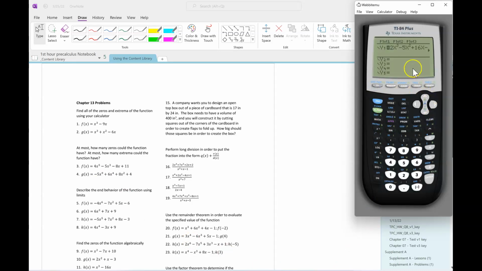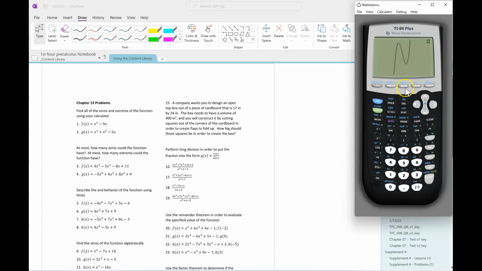All right, so I just go to the y equals menu, and I'm going to type in whatever I got here. So x cubed plus x squared minus 6x. And if I haven't graphed anything in a while, maybe you do zoom standard so it resets your window back to the standard.